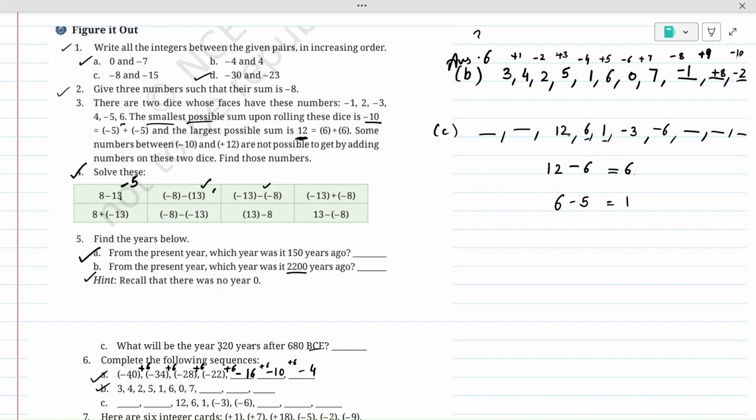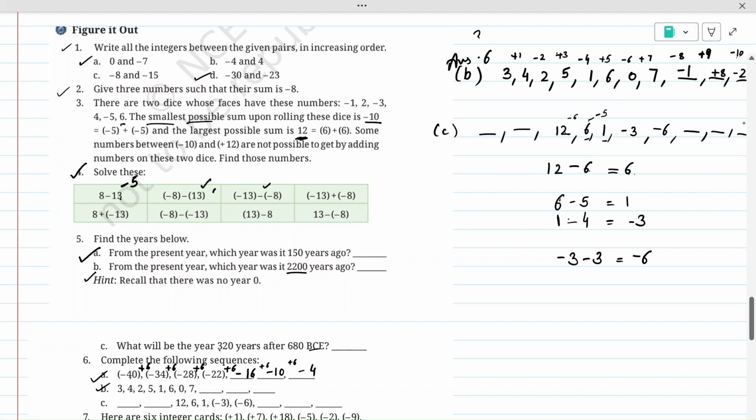Okay, so from 12, we are starting with 6. We are subtracting 6. We have got this 6. From this 6, we are subtracting 5. From here, we are subtracting minus 5. We'll get 1. From this one now, I'm subtracting minus 4. We'll get minus 3 here. Now from this minus 3, again minus 3 we will subtract. We will get minus 6. This is how we are getting this sequence, right?